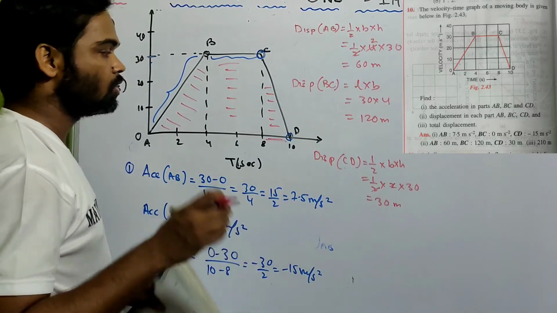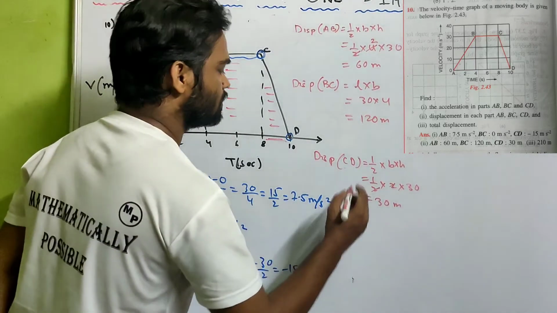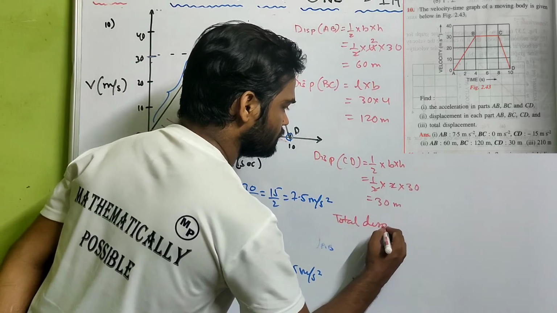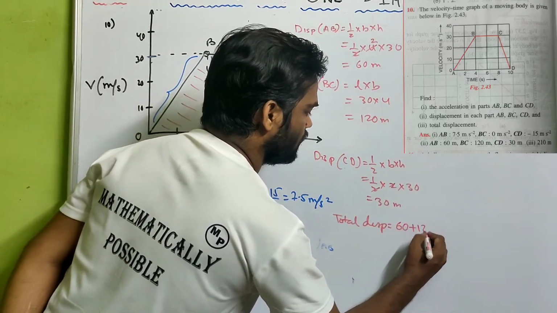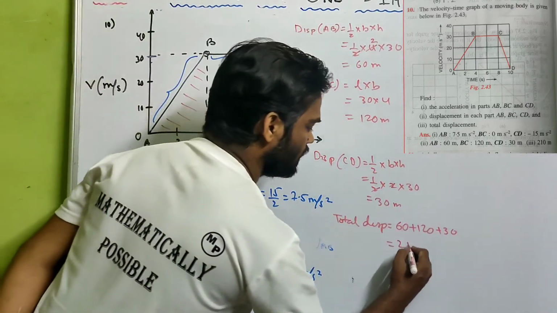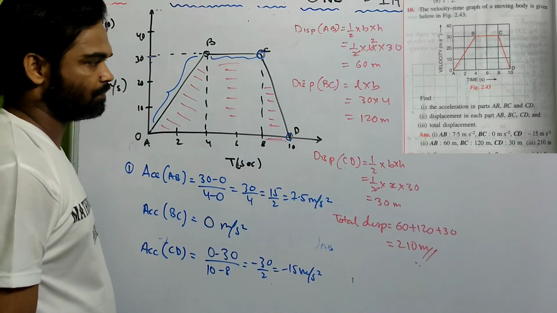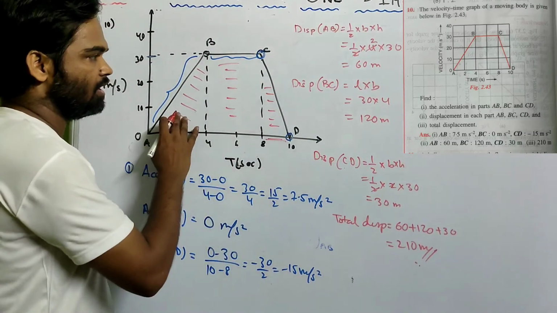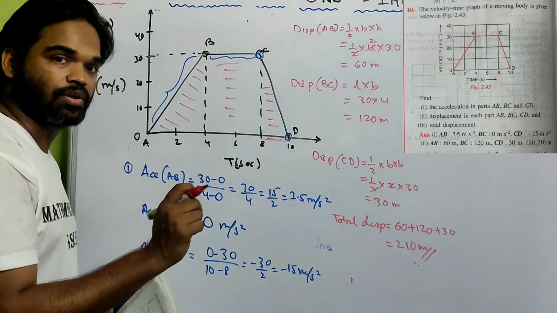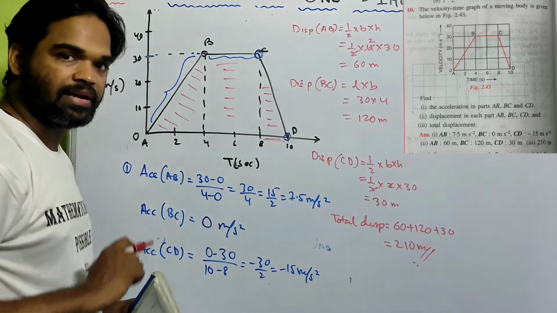Then they ask the total displacement. Now the total displacement, we'll just add it, which is 60 plus 120 plus 30, which is how much? 210 meter. That's the total displacement of the body. Done. Very easy. Finding the area, you get the displacement. Remember that. Finding the slope, you get the acceleration. Done. Now let us look at the next sum.